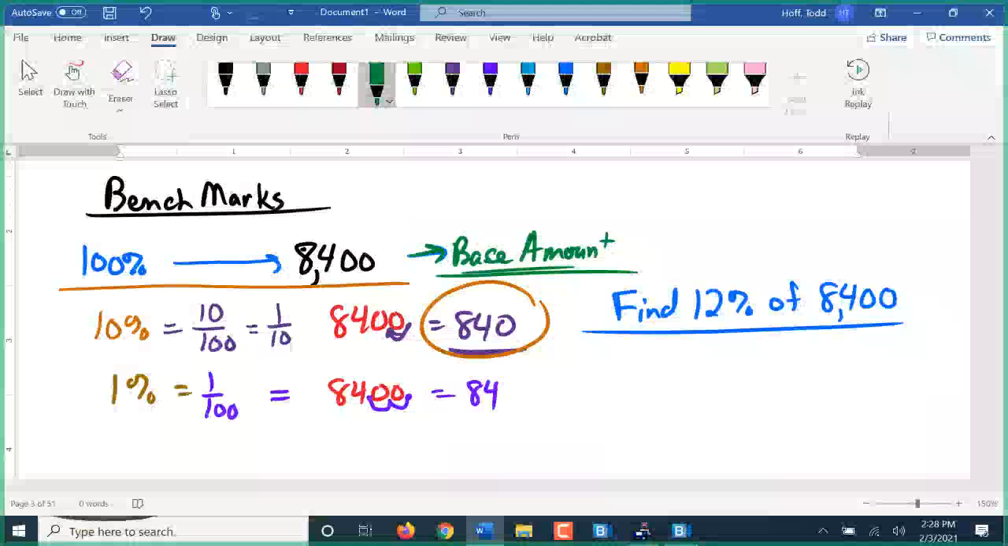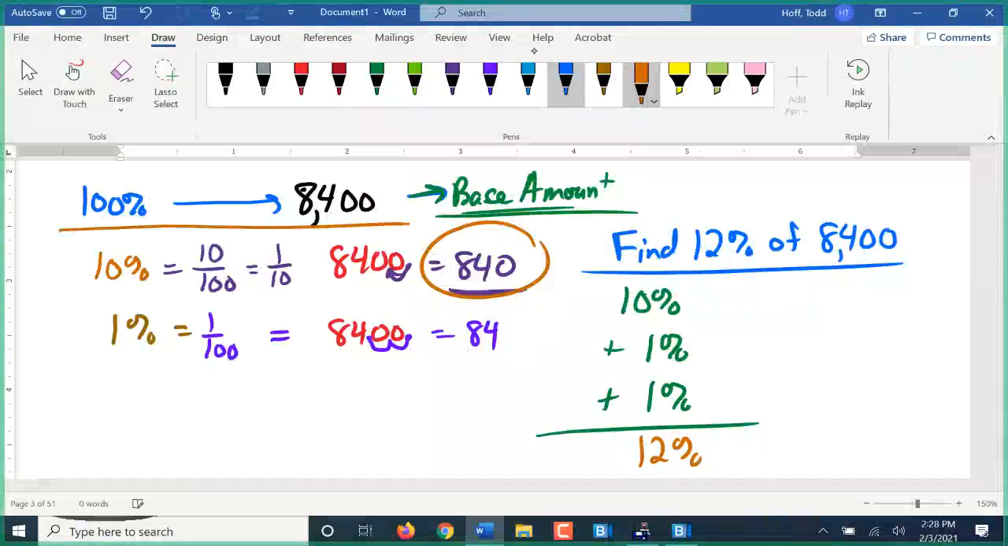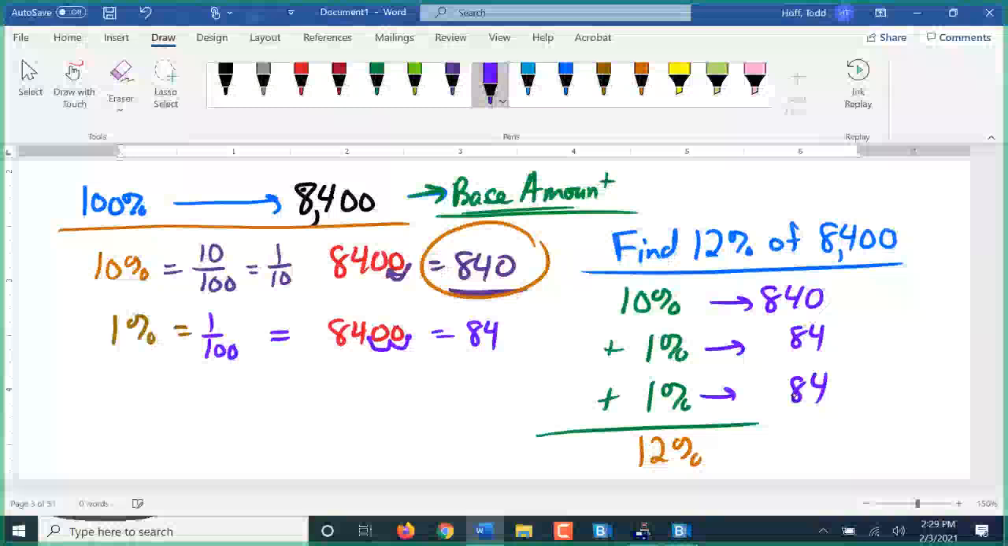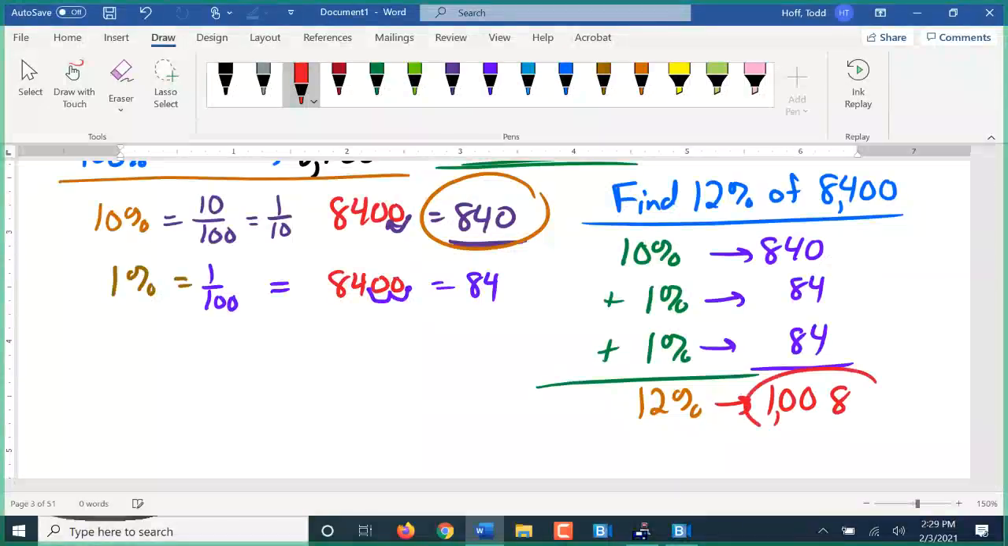Now we can actually go even further than that here. I can say that 12% is 10% plus 1% plus another 1%. That would be 12%, right? And we can use those benchmarks. We can easily see that 10% is 840. 1% is how much? 84. And the other 1% is also 84. If I add that up, I've got 8, 16, so 0, carry the 2. 12% is 1,008. 12% of 8,400 is 1,008, by just adding up those simple benchmark percents.